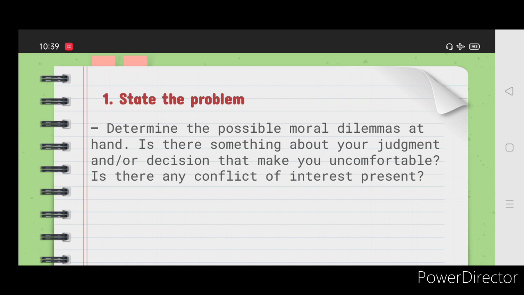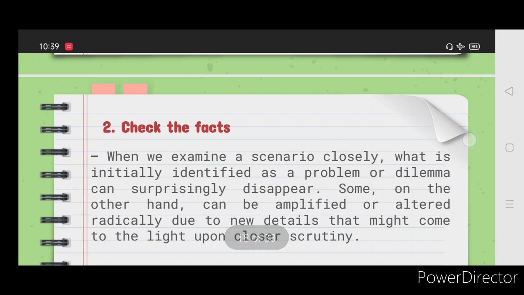Alangan mag-state ka ng problem kung wala kang problema. So we should always think to know what our problems are, so that para makapag-conclude tayo and we can come up with the moral dilemma. We could come up with good decisions. Okay? So next, step 2 is check the facts.